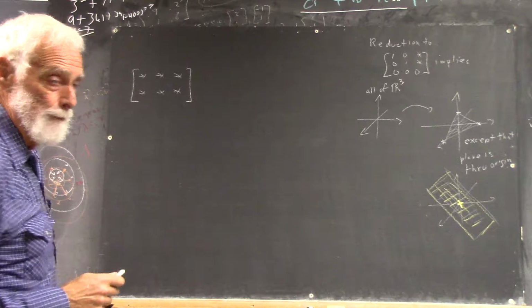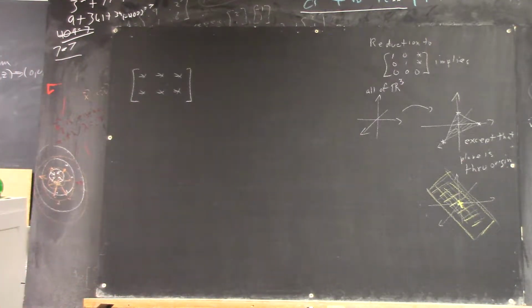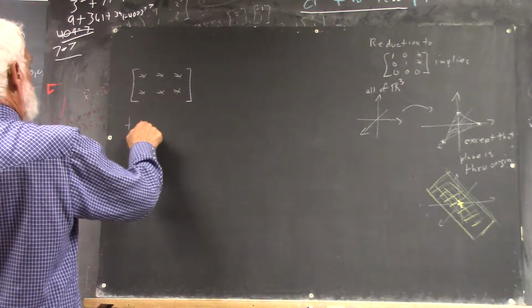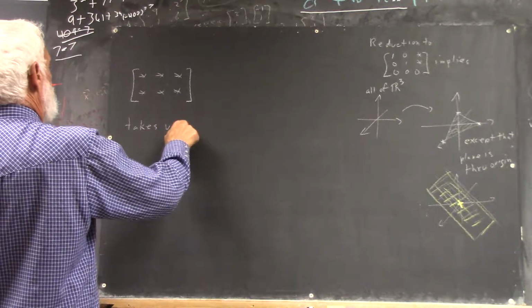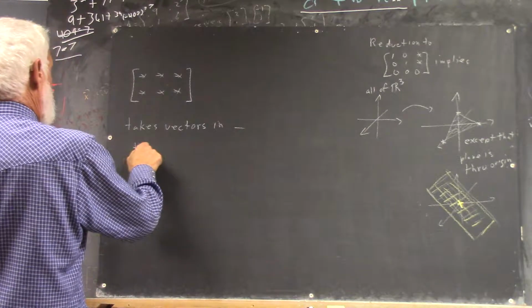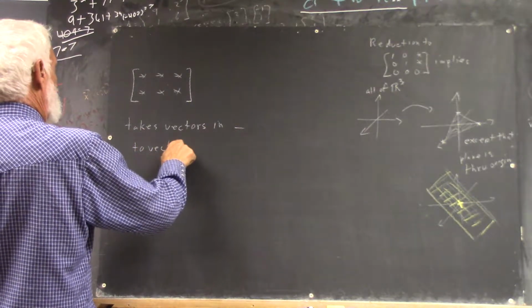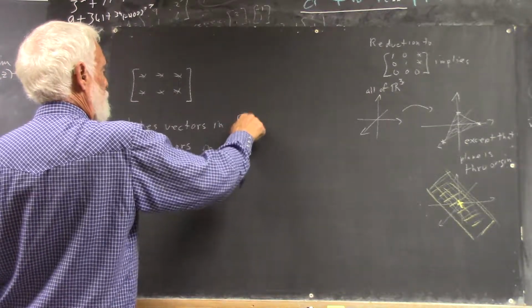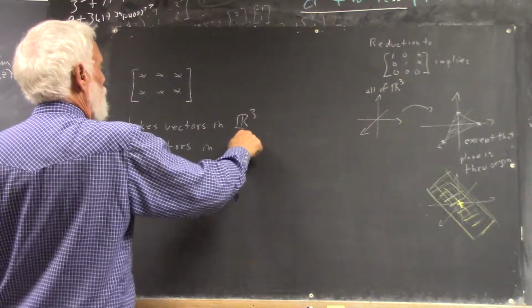Okay, there it is. What real space does this map from, and what real space does it map to? R3. From R3 into R2? Yep. You just answered it. R3 to R2. It should be obvious why.